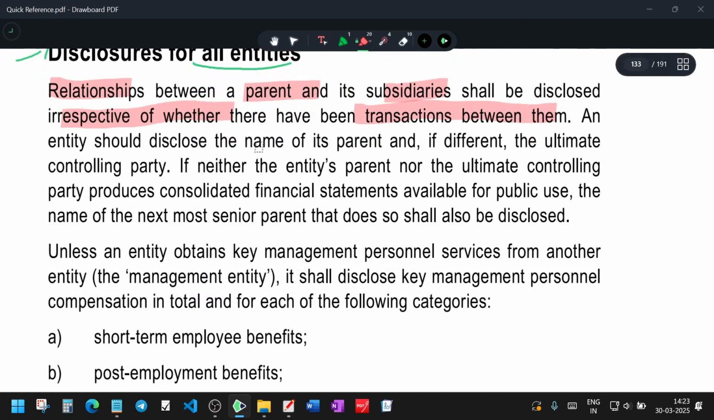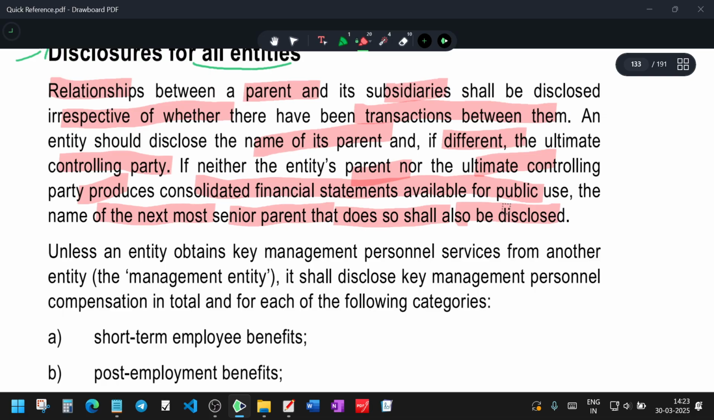You should also disclose the name of the parent and, if different, the ultimate controlling party. If different, you should state the name of the company that is the ultimate controlling party. If not ready to disclose the company name, you can say this shareholder is holding that company, and you should mention it. If neither the entity's parent nor the ultimate controlling party produces consolidated financial statements available for public use, the name of the next most senior parent that does so shall also be disclosed.